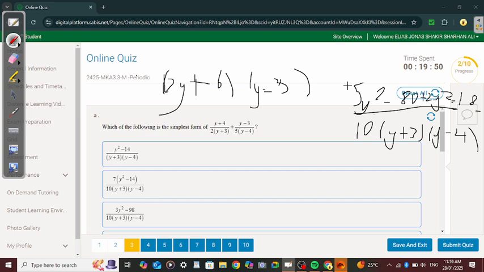So we got 5y² + 2y², that's going to be 7y². Negative 80, change the sign to plus, and the opposite of positive 18 is negative 18. So −80 plus −18 is going to be −98. So the final numerator is 7y² − 98.